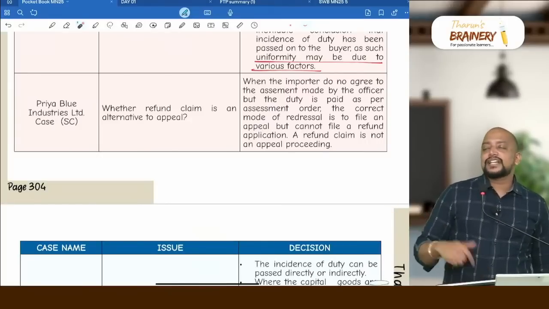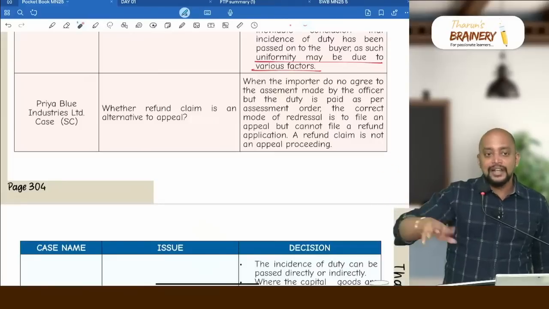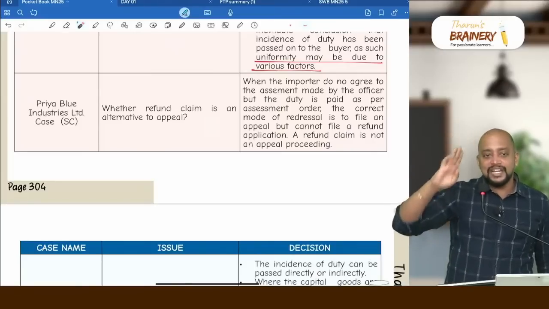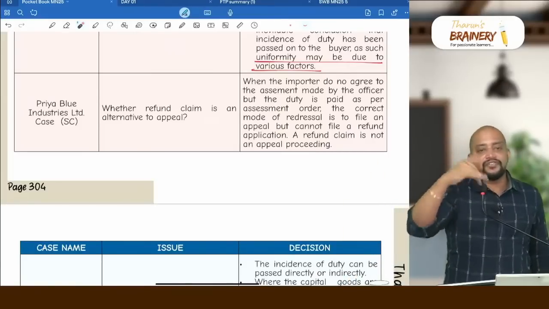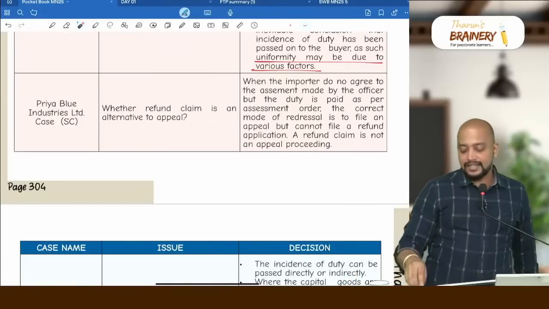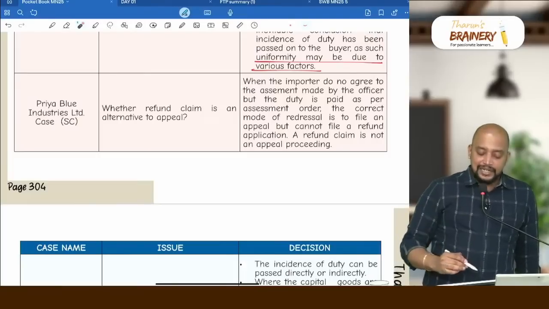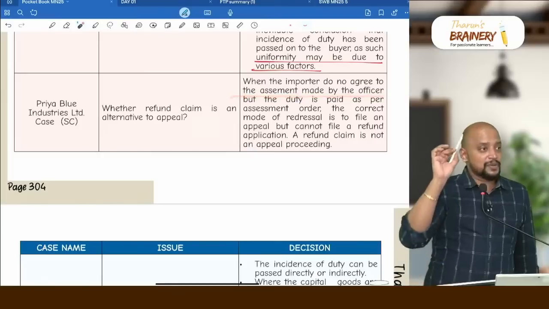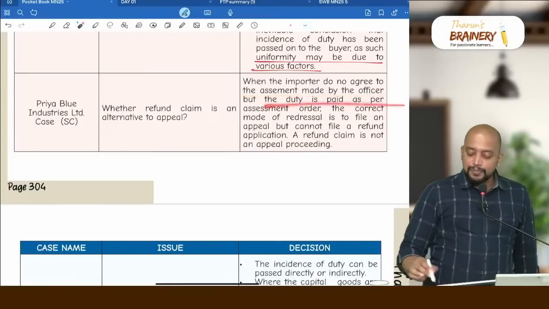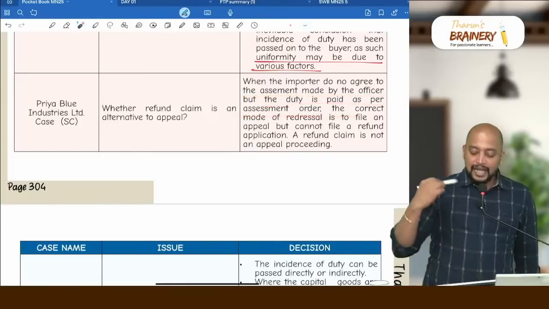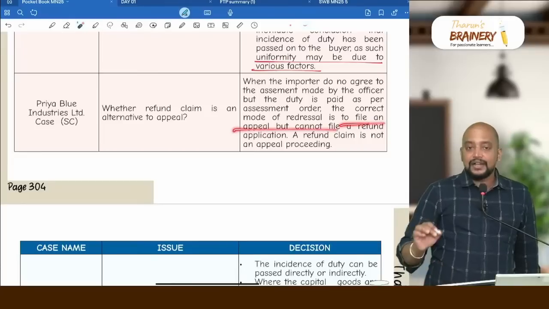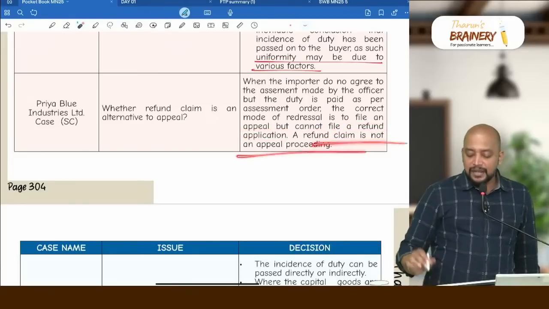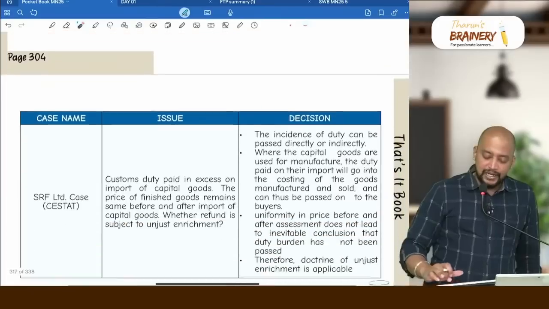But in this case what has happened is the time limit to go for appeal is over. The time limit to go for appeal is 60 days, but the time limit for a refund application is 1 year. So that's the reason why they went for a refund application under excess payment of tax, but the department rejected this refund application. When the importer does not agree to the assessment made by the officer, but the duty is paid as per the assessment order, the correct mode of redressal is to file an appeal, but cannot file a refund application. So a refund claim is not an appeal proceeding.